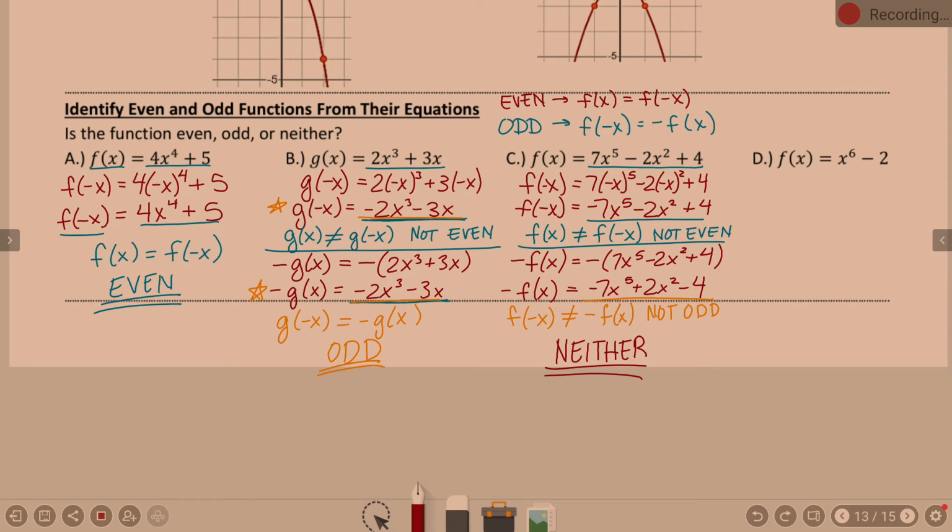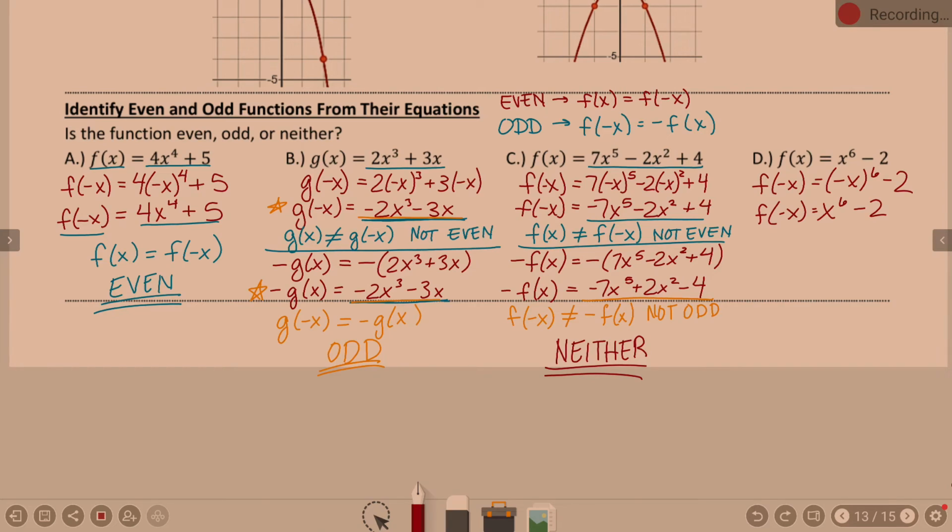Have you looked at D? First, I'm going to find f of negative x. So every place I see an x, I'm putting in negative x. So instead of x to the sixth, negative x to the sixth. What is negative x to the sixth? Positive x to the sixth. Still minus 2.